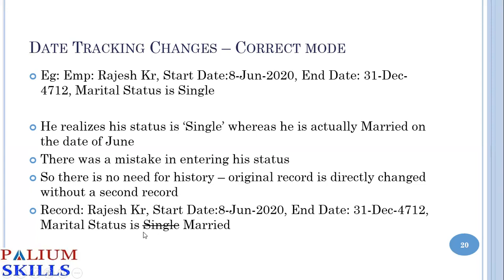In the table, what's going to happen is the original record where we have Rajesh Kumar, start date 8th of June 2020, end date 31st December 4712. The marital status will be corrected from single to married. Okay. Now, another thing, for every date track record, there is an object version number which is maintained automatically by the application table. So every time you make a change, the object version number is going to be incremented. So having said this, let's now take a look at the application and see how we do that.